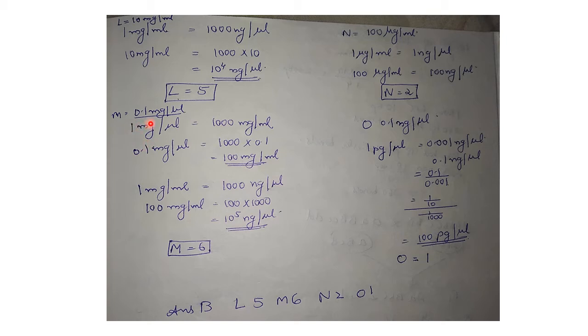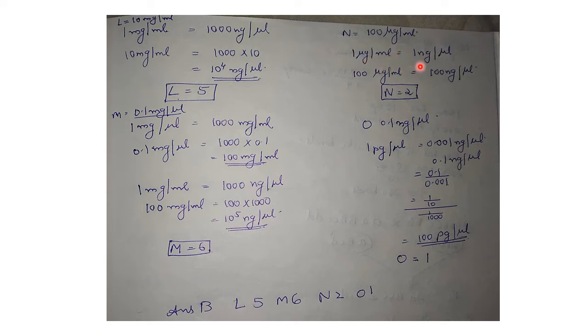Then next one, it is 0.1 mg per microliter. So 1 mg per microliter, we know it is 1000 nanogram per ml. So 0.1 mg per microliter will be 100 milligrams per ml. Okay, and 1 mg per ml is equal to 1000 nanograms per microliter. So 100 mg per ml will be 10 raised to 5 nanograms per microliter. So M is 6.